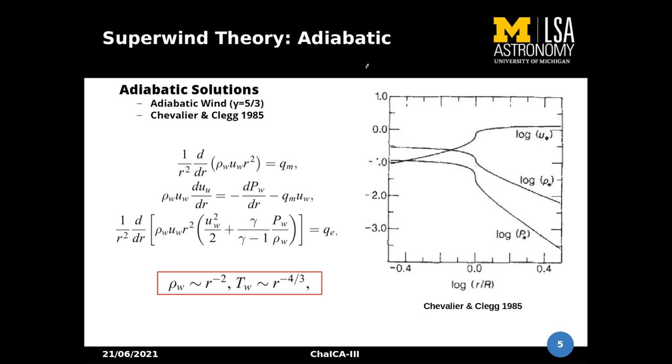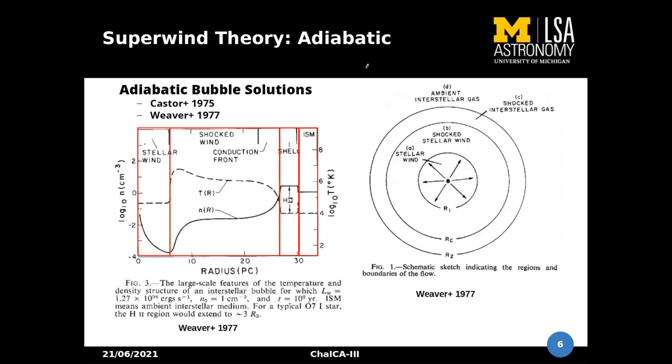And here, using these solutions, we see that the density declines with the power of radius to -2, and also the temperature declines by a power law of the radius. So this is the basic model for the formation of freely expanding superwinds. And there are other works in 1975 and 1977 where they studied the adiabatic bubble solutions.